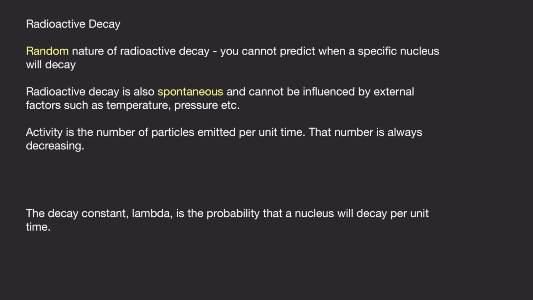The word radioactivity comes from, well, activity, which is the number of particles emitted per unit time, and that number is always decreasing. The equation for it is simply that activity A is minus the rate of change of the particles. This here is essentially the number of particles emitted. This here is the time that's elapsed. The negative sign indicates that it is decreasing with time.